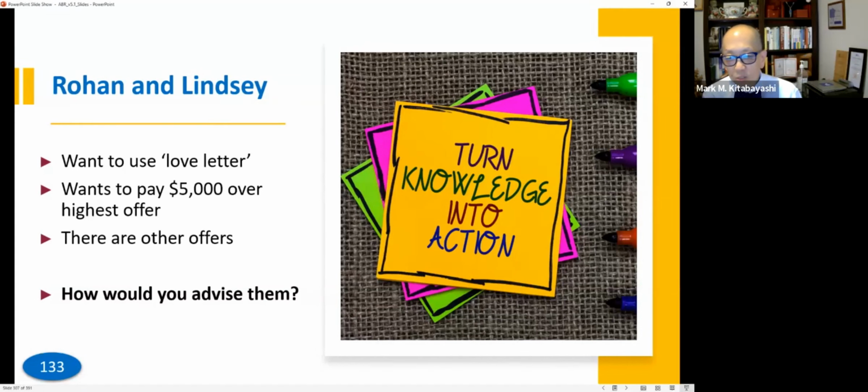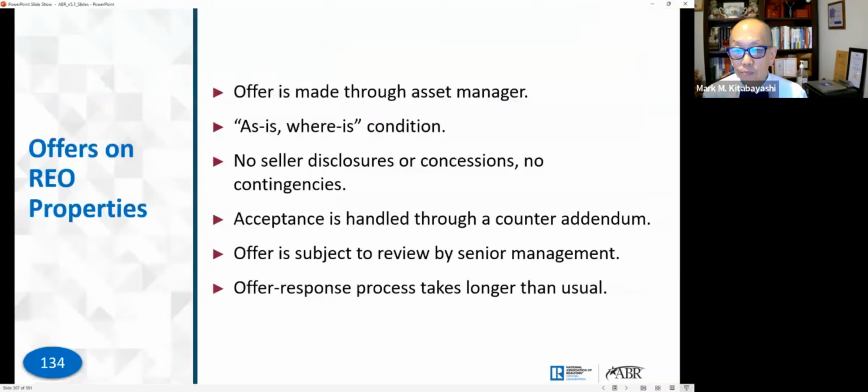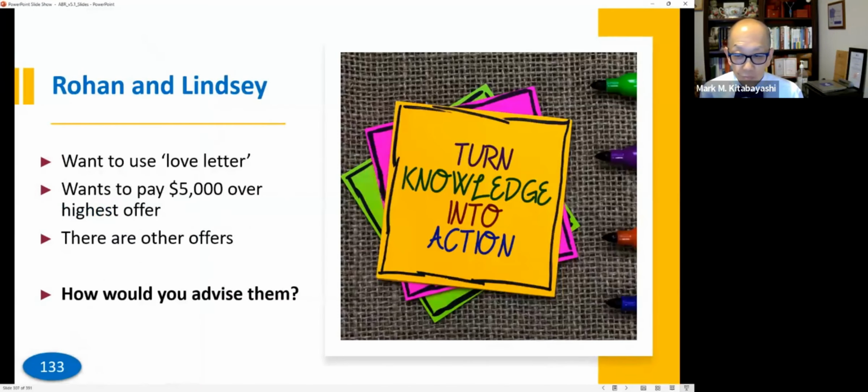Rohan and Lindsay want to use a love letter, and want to pay $5,000 over the highest offer. There are other offers. How do you advise them? Think about that. Love letters. If you're going to write a love letter about the property, paying $5,000 over the highest offer might not be good enough, right? It could be $10,000, especially when there are other offers.